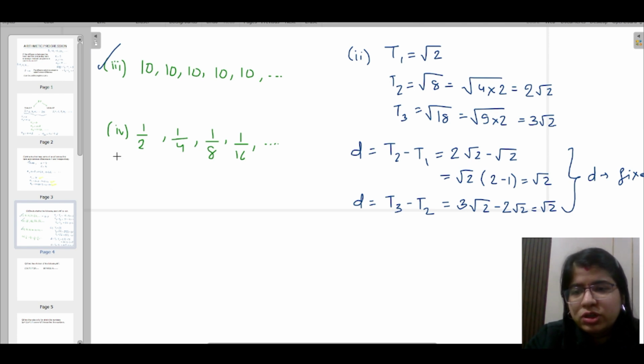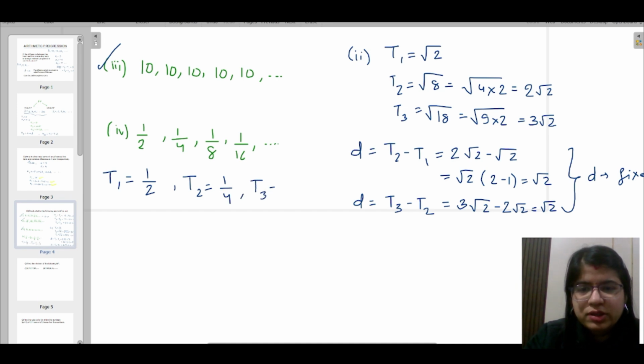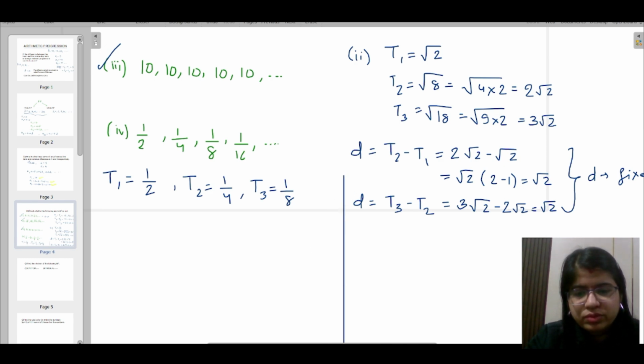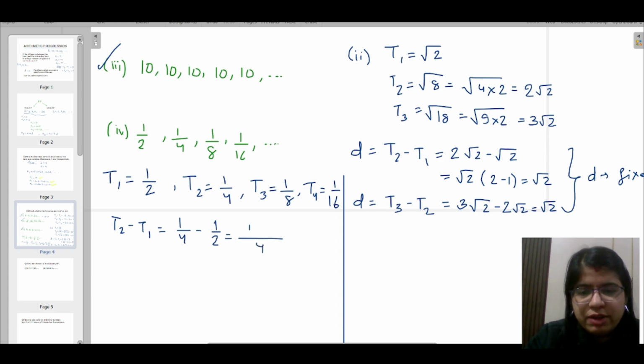So students, for the fourth question, we have t1 is given 1 by 2, t2 is given 1 by 4, t3 is given 1 by 8, like this it is given, and t4 is given 1 by 16. So for finding the common difference, we will do t2 minus t1. Can you tell me what the answer will be? It will be 1 by 4 minus 1 by 2. So 4 will be the LCM. We will have 1 minus 2, which is minus 1 by 4.